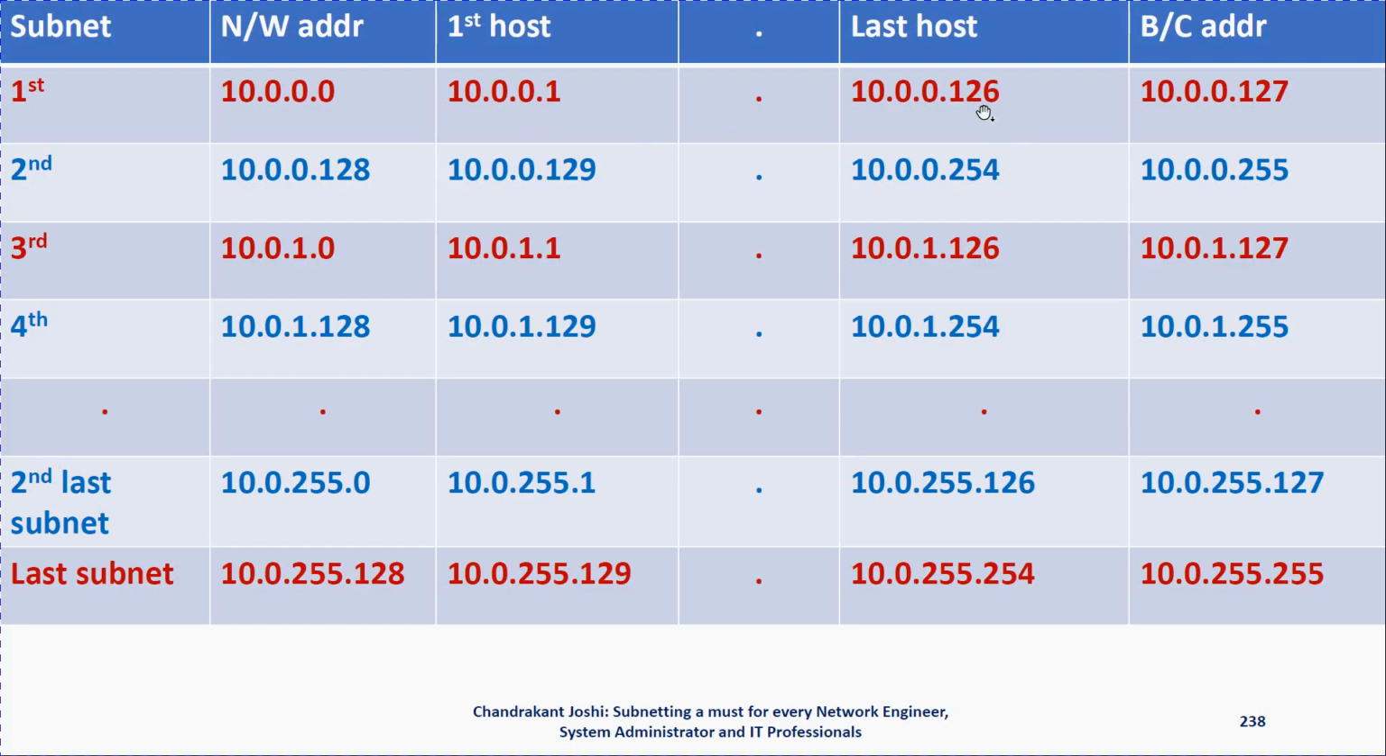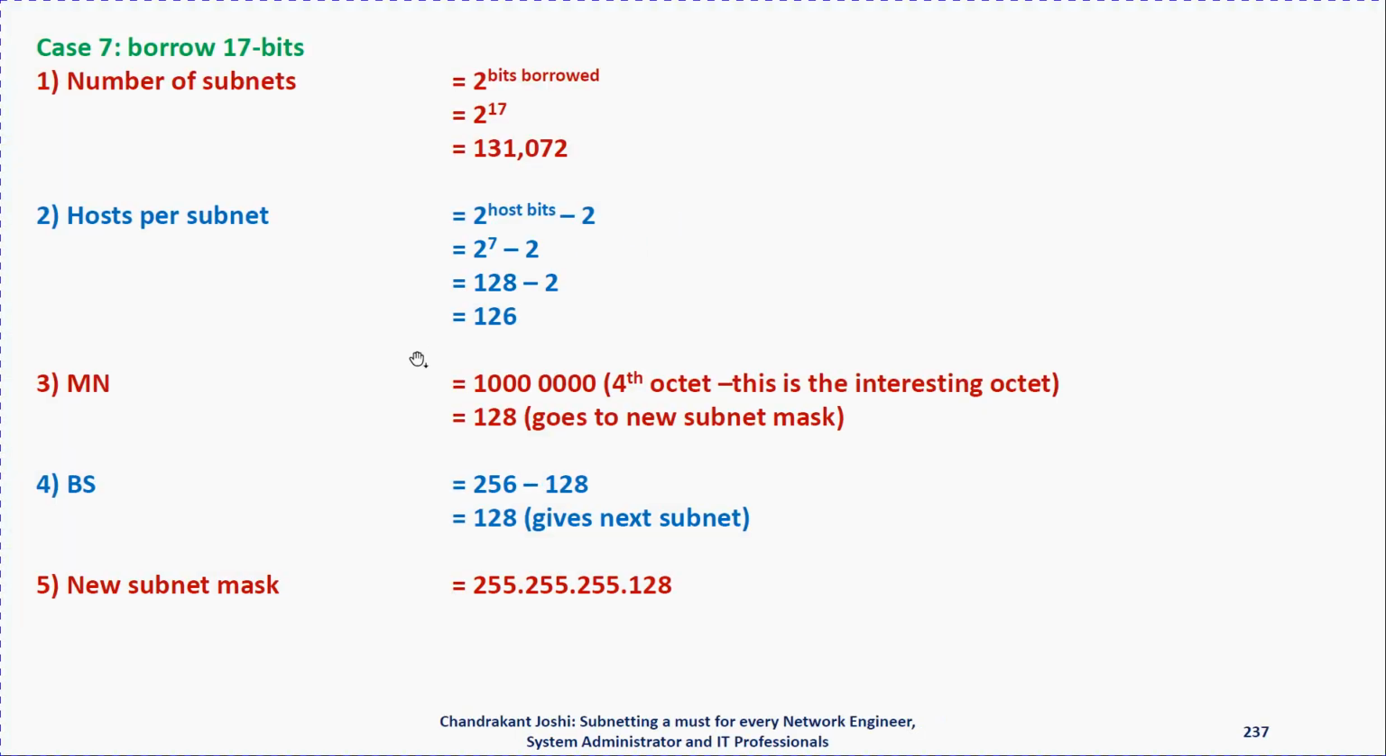So all that you need to do is take out your notebook and pen and write them down with concentration. What is the block size? How does it increase? How do we get the number of subnets? What are the number of hosts per subnet? And what is the new subnet mask? Of course, the magic number also. So we get this magic number in the interesting octet from the bits borrowed.